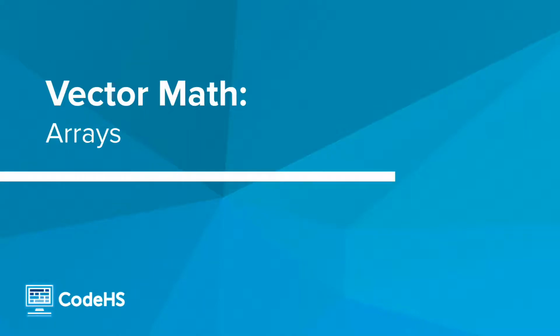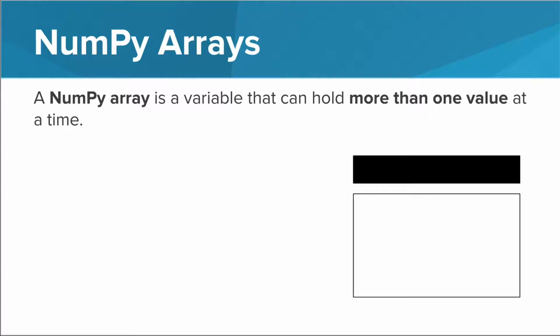Hi, in this lesson, we'll use variables in NumPy arrays. The NumPy library gives us another variable type that is very useful when working with vectors, the array. The NumPy array is a variable that can hold more than one value at a time.